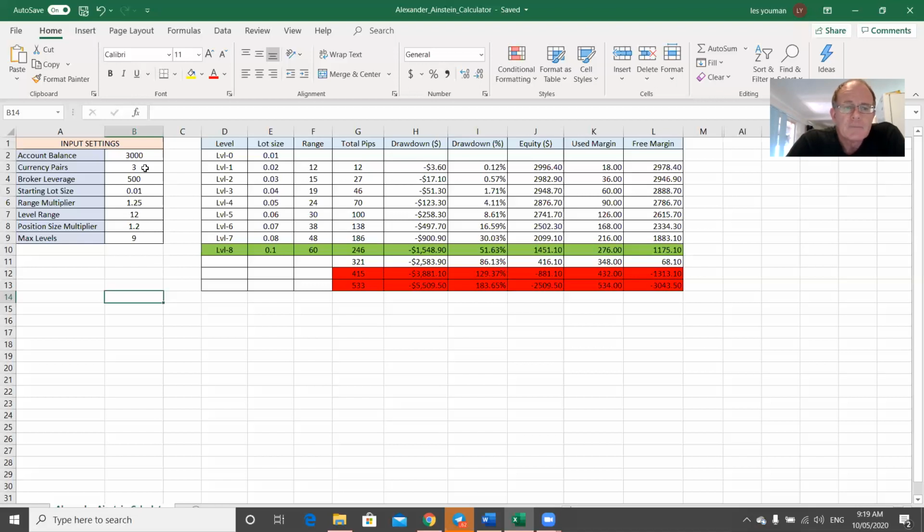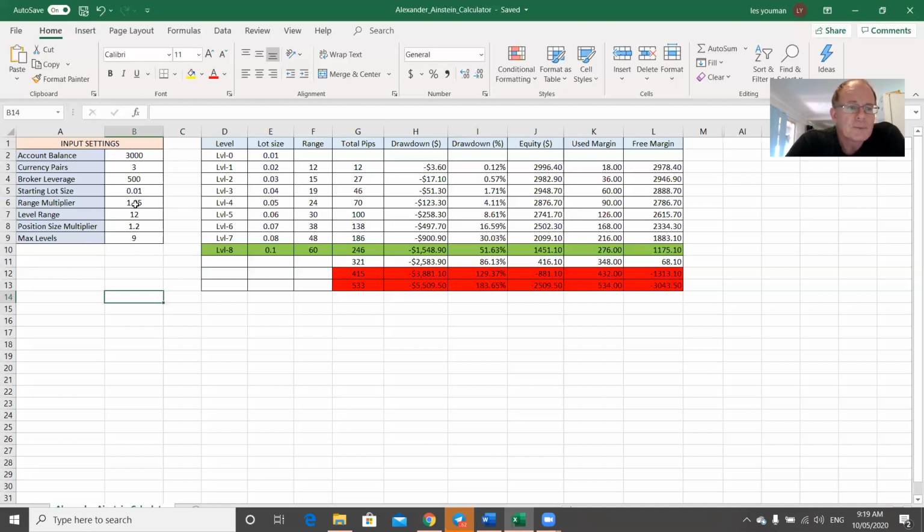For the 3 examples I give, I'm going to try and keep everything much the same. So I'll always have the same balance, always going to trade the same amount of pairs. If you only had $2,000, maybe trade 2 pairs, $1,000, 1 pair, just to keep the same conservativeness. My starting lot size is always going to be 0.01. It's just the rest of the settings I'm changing.